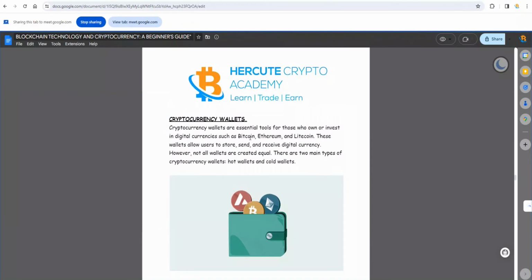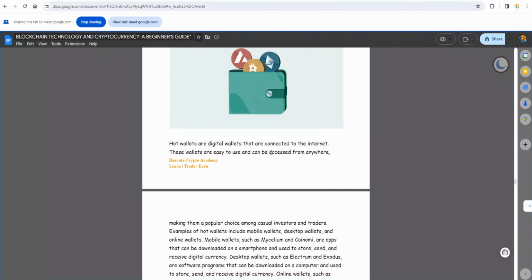All right. Now, hot wallets are digital wallets that are connected to the internet. That's all that you need to know. A hot wallet is any wallet that is connected to the internet. This means for you to be able to access this, you need to be connected to the internet, and you can access it anytime, any day from the comfort of your house, your car, wherever you are. So far as you have internet, you can access this wallet. Okay? Those are hot wallets.